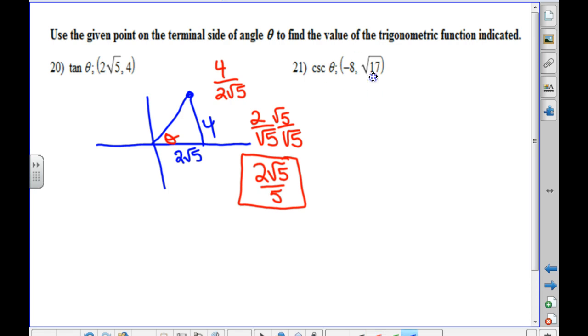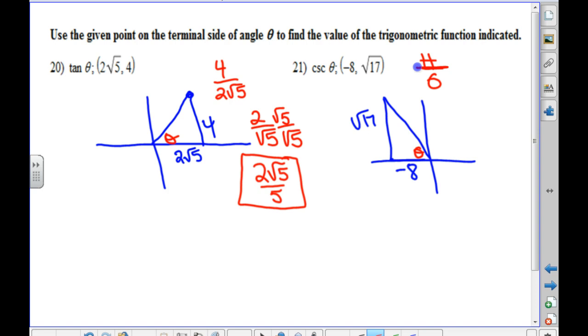What quadrant are we in here if we go left and up? So we go left 8. And then up square root of 17. Connect that back to the origin and use our angle with the x-axis. Cosecant is opposite over hypotenuse, yep. Hypotenuse over opposite when we flip it over, right? Okay.